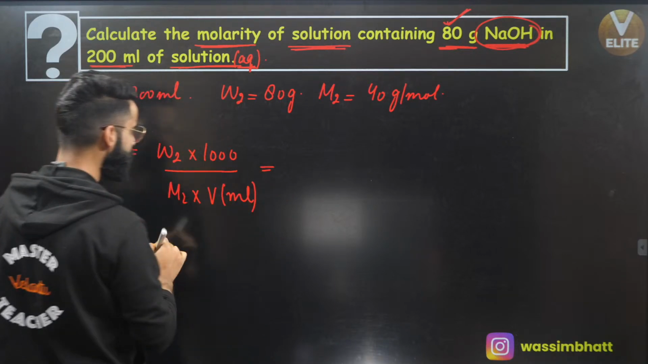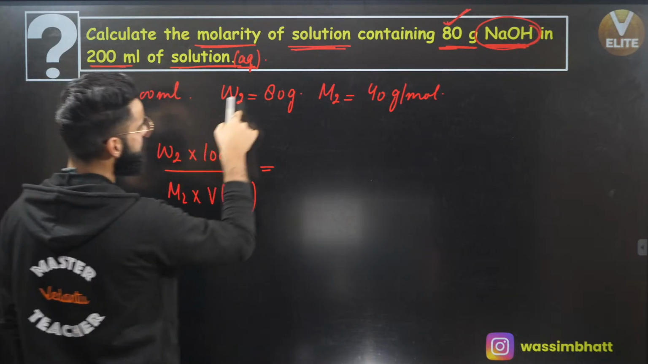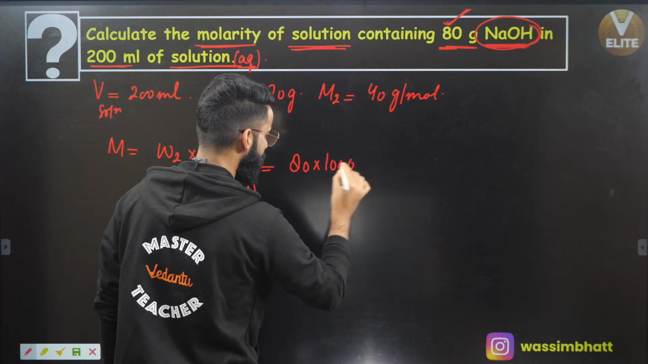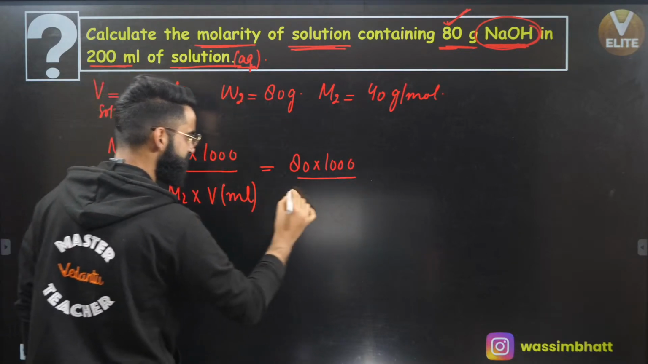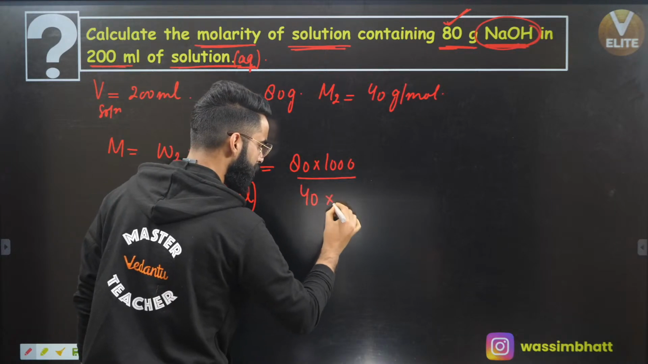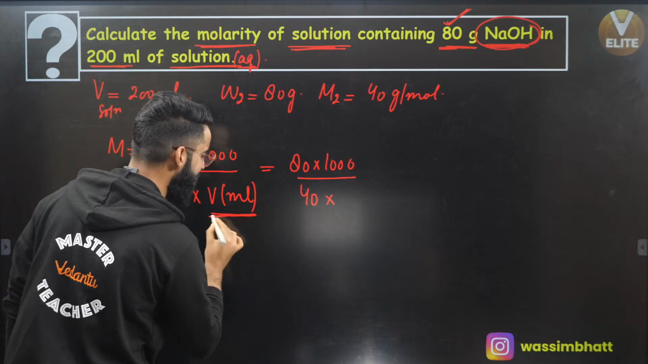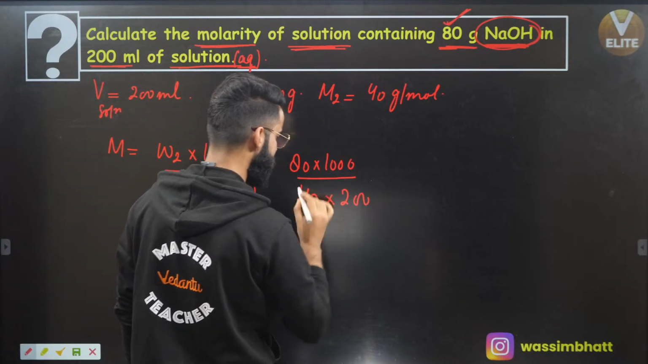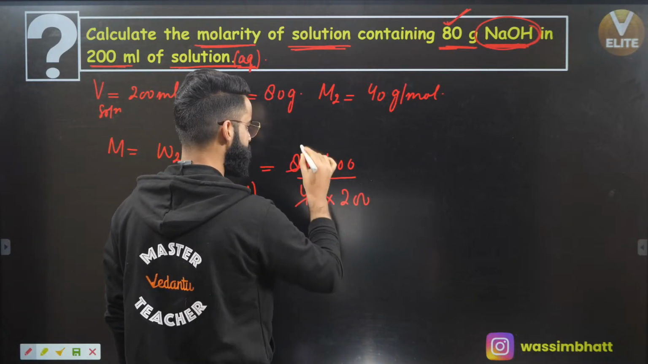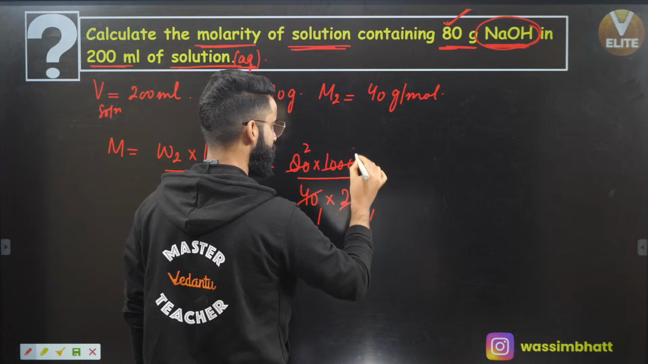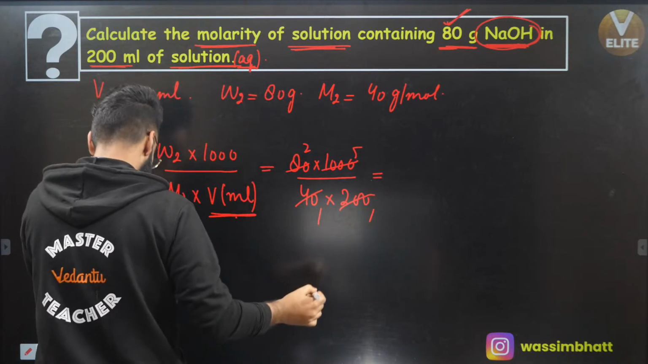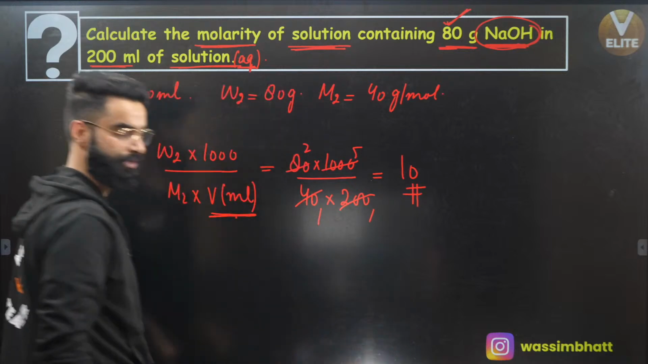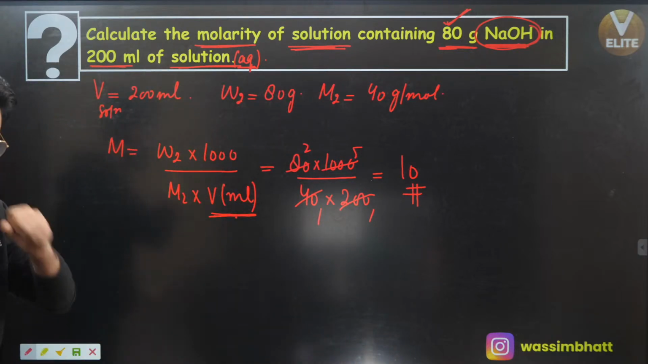Can I just put the values? W2, the mass of solute, is 80 grams, multiplied by 1000, divided by the molar mass of solute, 40 grams per mole, multiplied by volume of solution in ml, which is 200, correct? Simplifying, the value comes out to be 10. So the molarity of the solution here is 10.